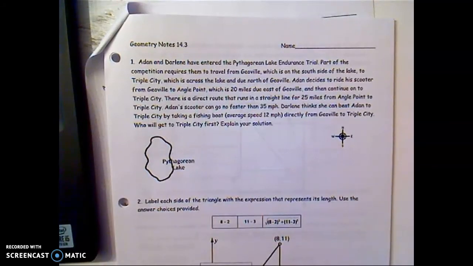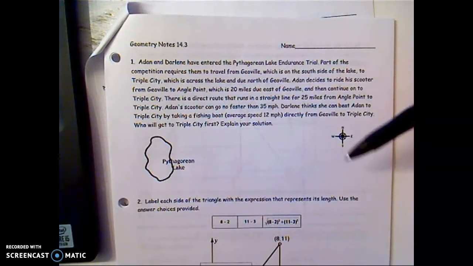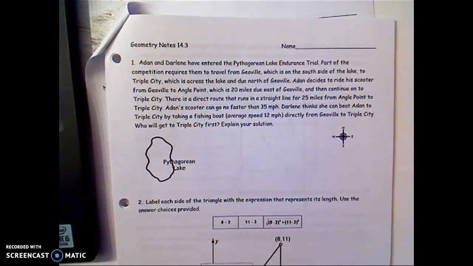This is the third block of topic 14. In this lesson, we're going to be looking at developing the distance formula as an application of the Pythagorean Theorem. So let's look at our problem 1.